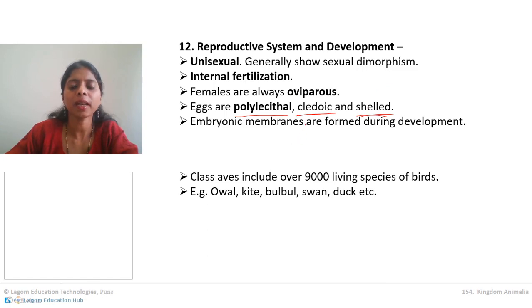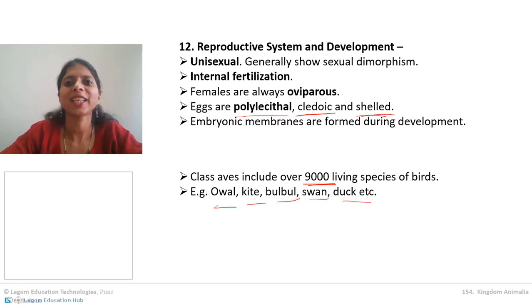Now examples: there are more than 9,000 different species, such as owl, kite, bulbul, swan, duck. All these are examples of birds. So this is all about Aves. We discussed 12 characteristics and many new different terms. Remember those terms, try to understand them properly, and this is all about Aves.